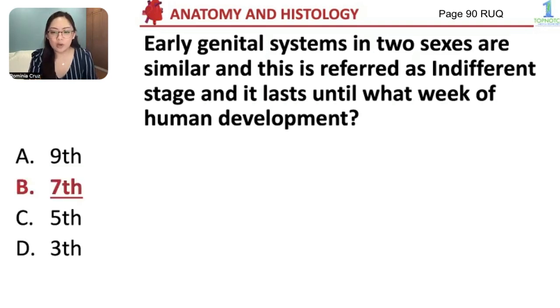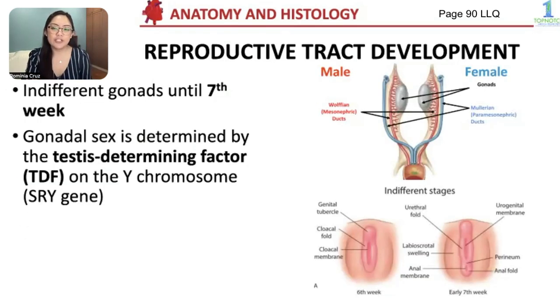And at this indifferent stage, internally, both the males and the females would have undifferentiated gonads, the Mullerian ducts and the mesonephric ducts. And externally, they would both have bilateral cloacal folds, your genital tubercle, the anal membranes, and urethral folds. And in the presence of a Y chromosome, the gonads would develop to become the testes.